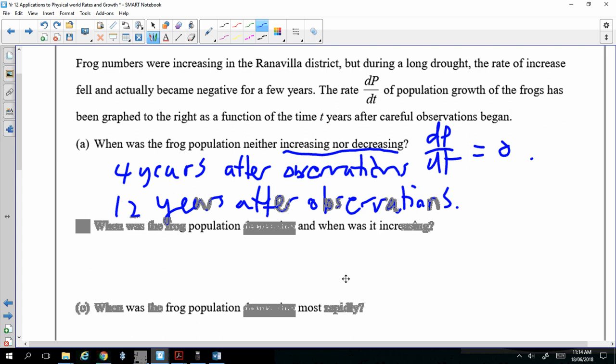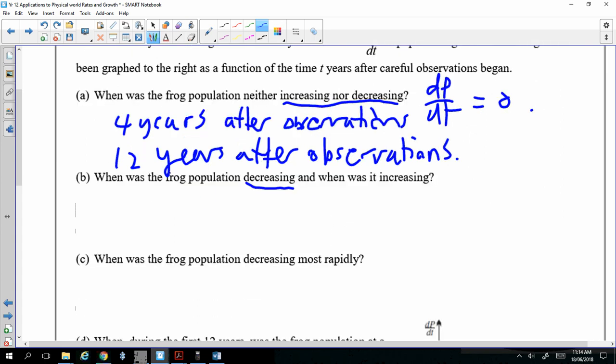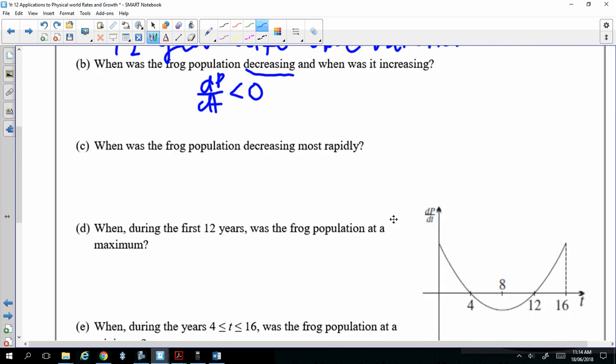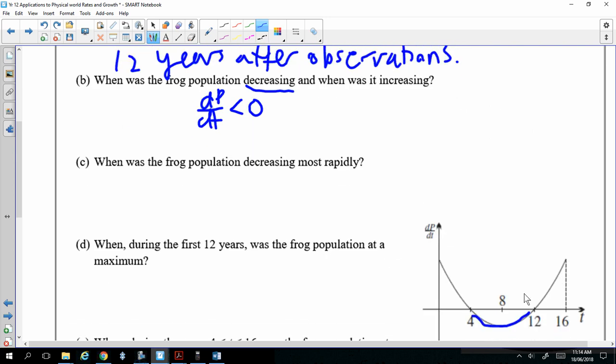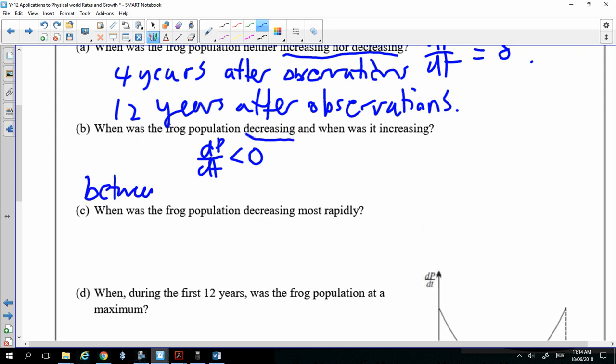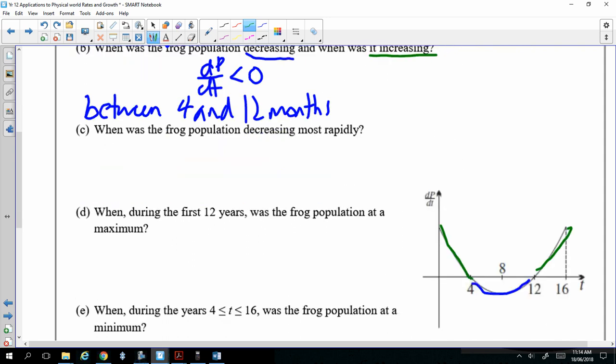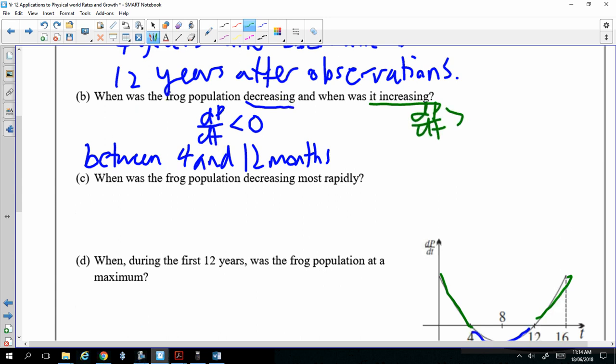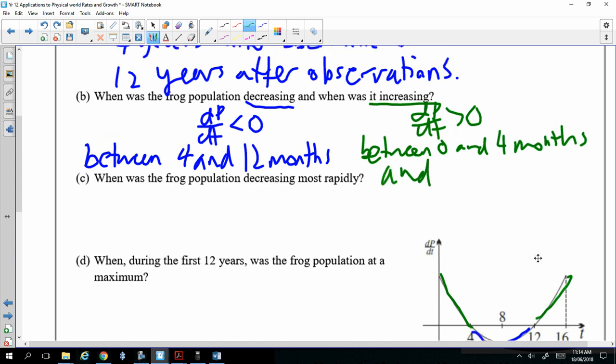Okay, decreasing, that's when the derivative is negative. And when it's negative, it's over here, right? So between 4 and 12 years. And when it's increasing, that corresponds to this bit. So that's when dP/dt is positive. That's between 0 and 4 years and between 12 and 16 years. Sorry, years, not months. Okay, so between 0 and 4 years and 12 and 16 years.